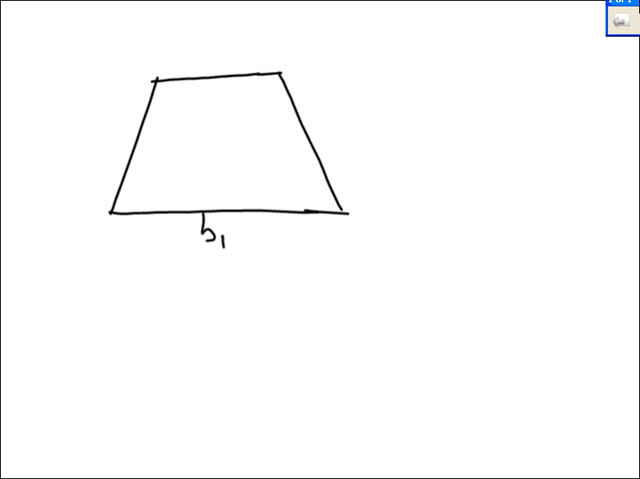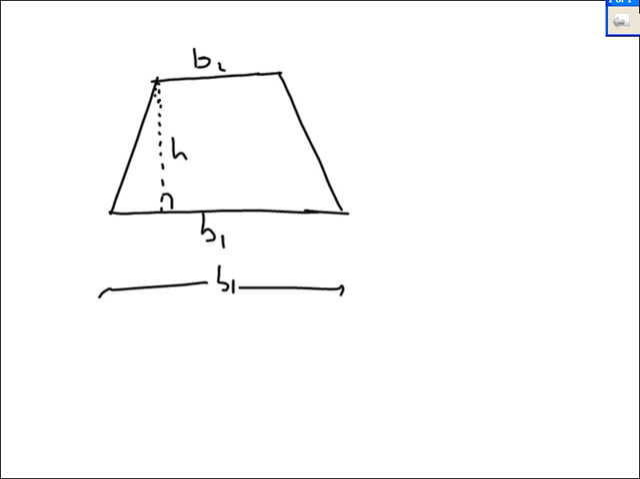You have base 1, base 2, and we want to find the area. I'm going to drop my perpendicular, and I'm going to call that H. Well, B1 is all of this.